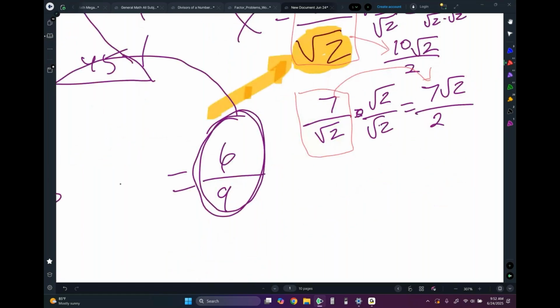Let's see if we can figure it out. What if it was 9 over root 2? What do you think would happen? It would be 9 root 2 over 2. And that's what happens. So this gets moved to the top, and then you square this, and that's what's on the bottom. Do you see the pattern?